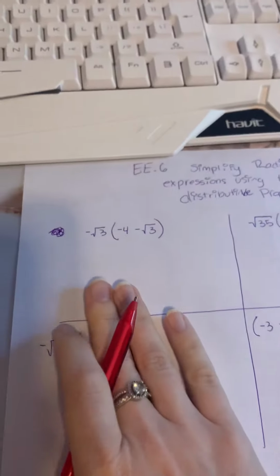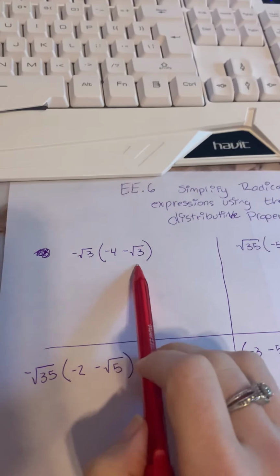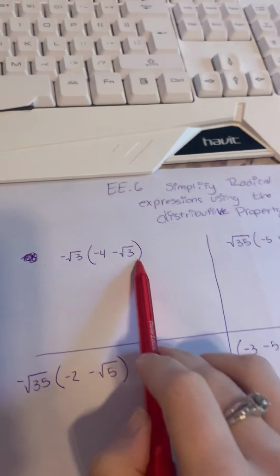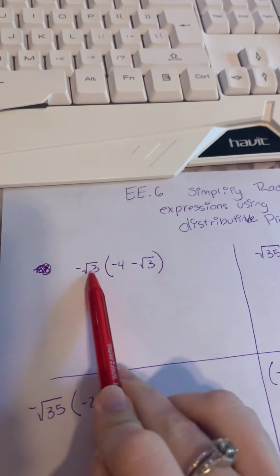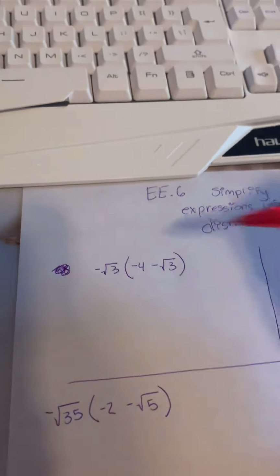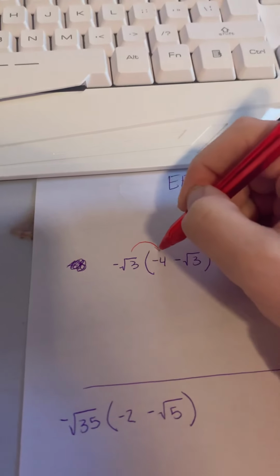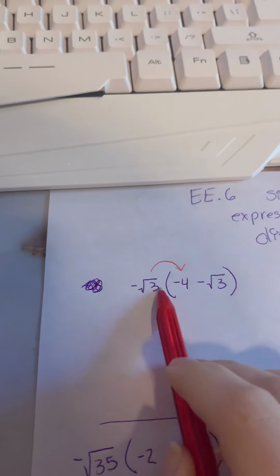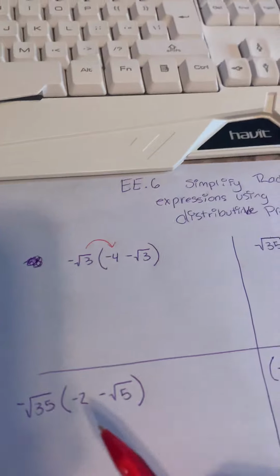So here's what we're doing here. We've got the parentheses, we've got something on the outside, we've got some stuff on the inside. So we're going to be multiplying the outside thing with both things on the inside. All right, so we're going to do this. So this would be negative square root of 3 times negative 4.